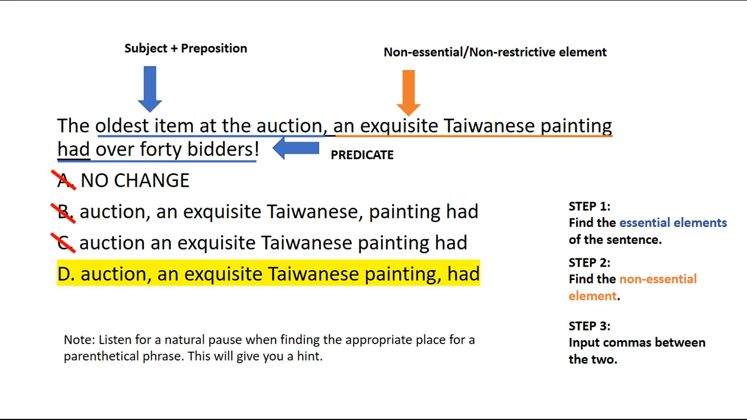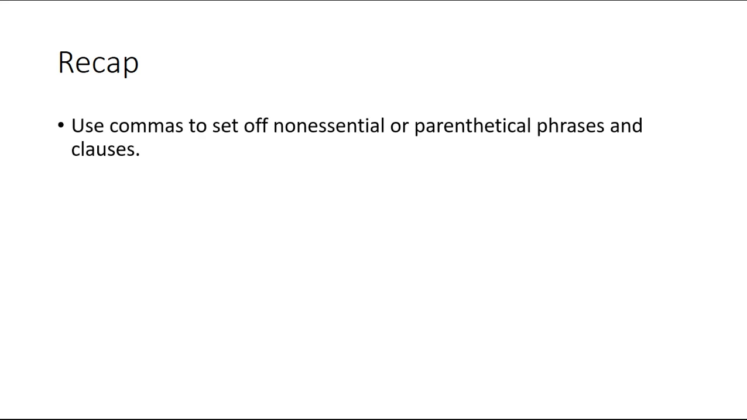Okay, so another way to reference these is to listen for a natural pause when finding the appropriate place for a parenthetical phrase. This usually gives you a hint. If I was going to read this, I would want to say the oldest item at the auction, an exquisite Taiwanese painting, had over 40 bidders. So let's recap what we went over. We're going to be using commas to separate non-essential or parenthetical phrases. Here's the example. This book, comma, as you know, is quite excellent.